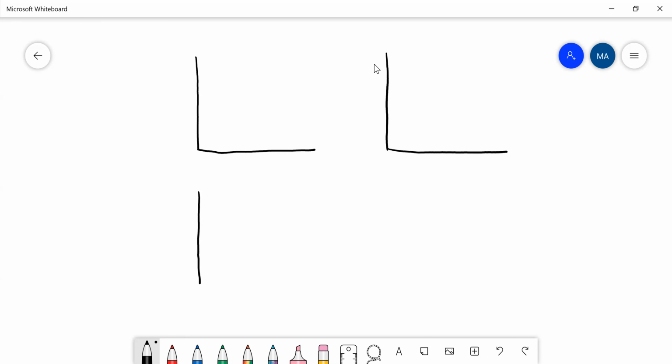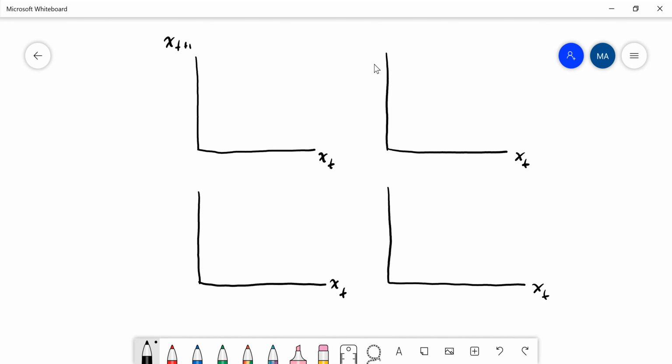This is very simple, by the way. This is just undergrad material. On the horizontal axis, we have x_t. On the vertical axis, we have x_{t+1}. Now, from a graphical point of view, steady state must be on this 45-degree line, right?